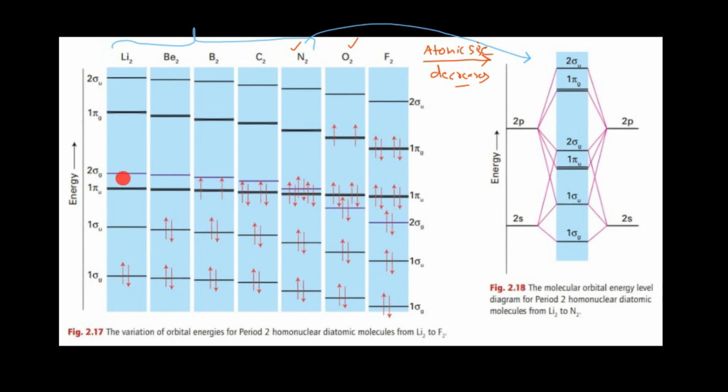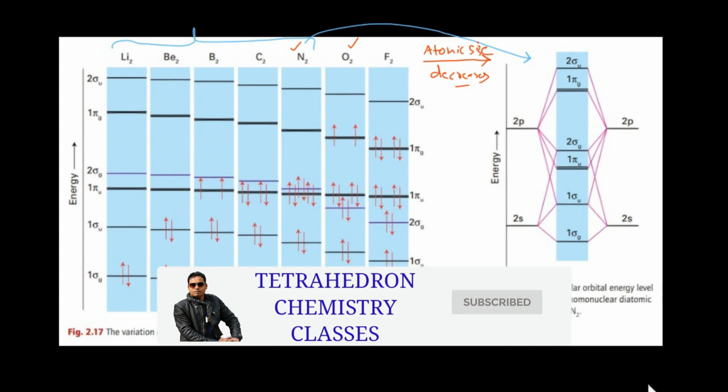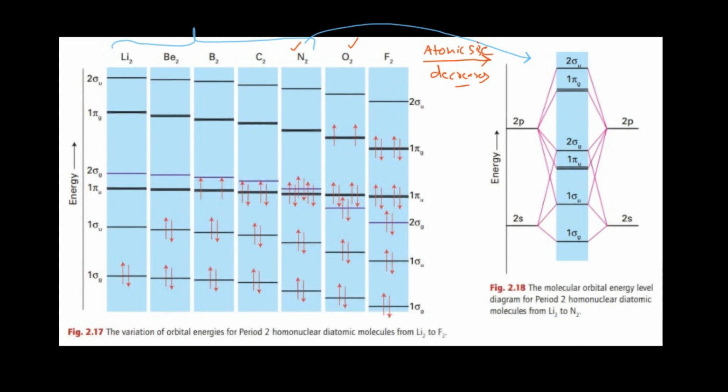You see here quite a good energy gap. This is energy, which is going up. This energy gap is quite high for lithium. But for beryllium, this energy difference is a little bit lower than lithium. Now if you go from beryllium to boron, it further decreases, you see. And now boron to carbon, it further decreases. And for carbon to nitrogen, they are coming very close to each other.